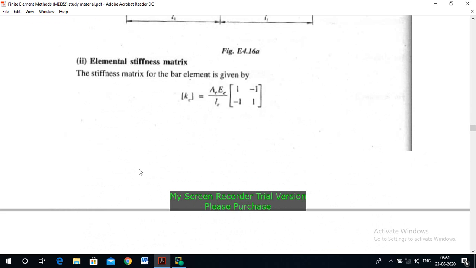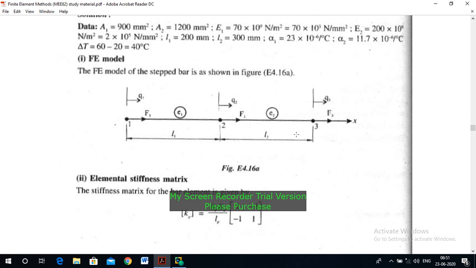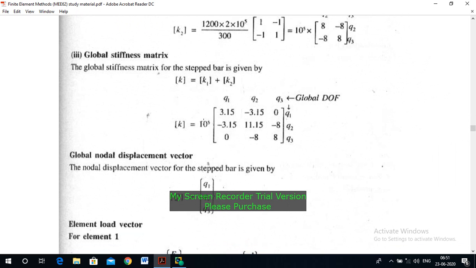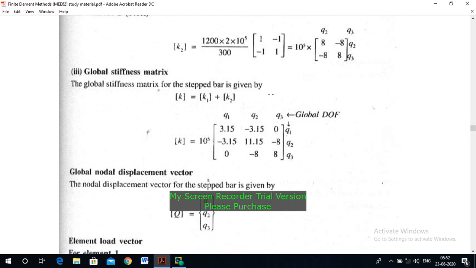Since element 2 consists of two nodes, node 2 and node 3, at node 2 the displacement is Q2, and at node 3 the displacement is Q3. Hence we can give the numbering 2 3, 2 3.